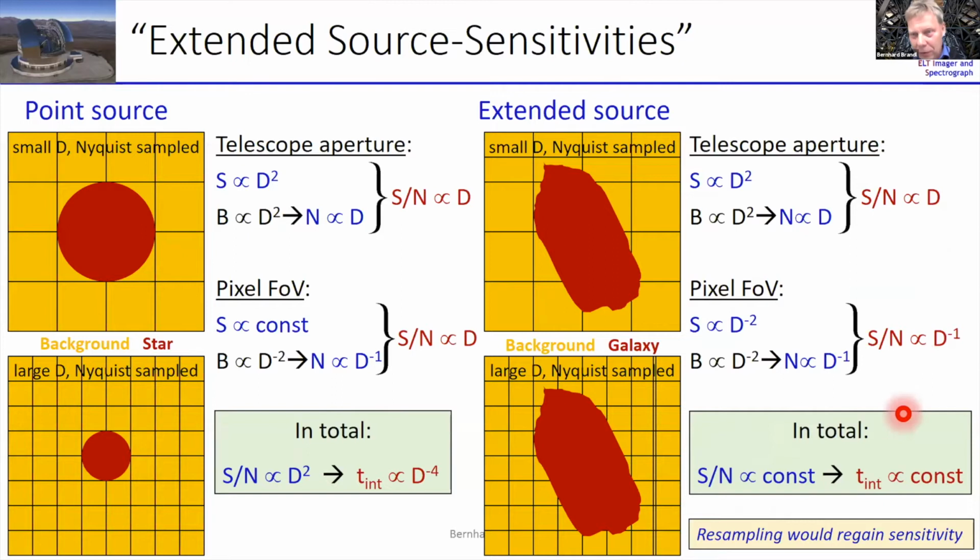So in other words, you will not get more extended source sensitivity per pixel if you use the ELT instead of a 4-meter telescope, and that of course sucks. You would gain sensitivity by resampling, but this is one of the main problems why whenever we look at extended sources, we're far inferior to space missions.